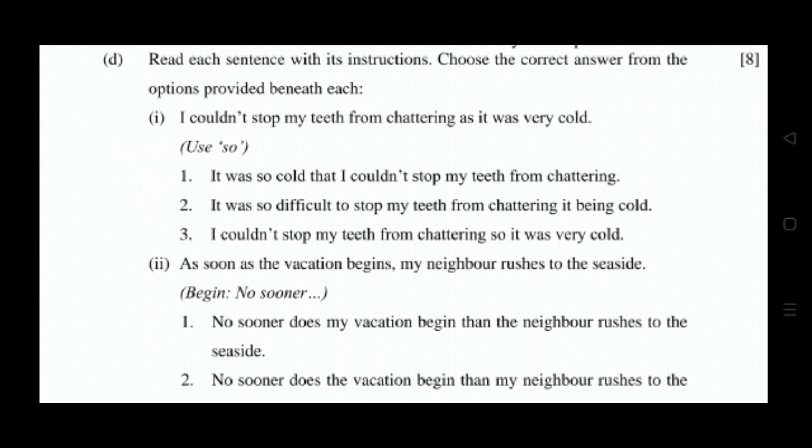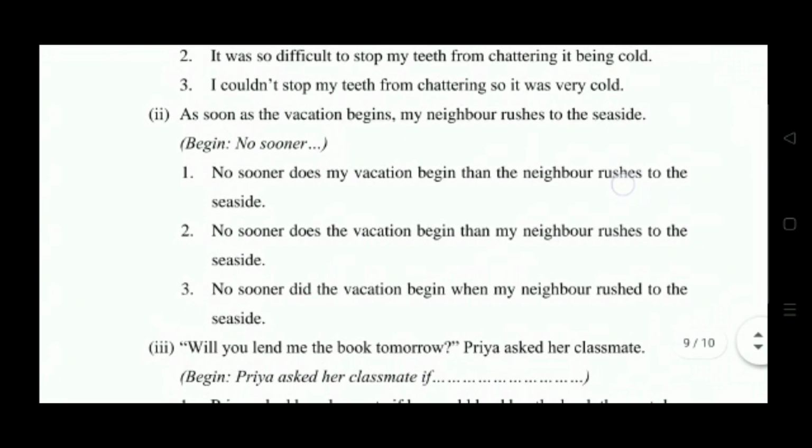Now, question number 2. As soon as the vacation begins, my neighbor rushes to the seaside. Here, the instruction is begin no sooner. But the first thing that I will take into consideration is the tenses. I will have to identify the tense. Here, the verbs begins and rushes are both in the simple present tense. So, this is a clue. Now, let us come to the options.